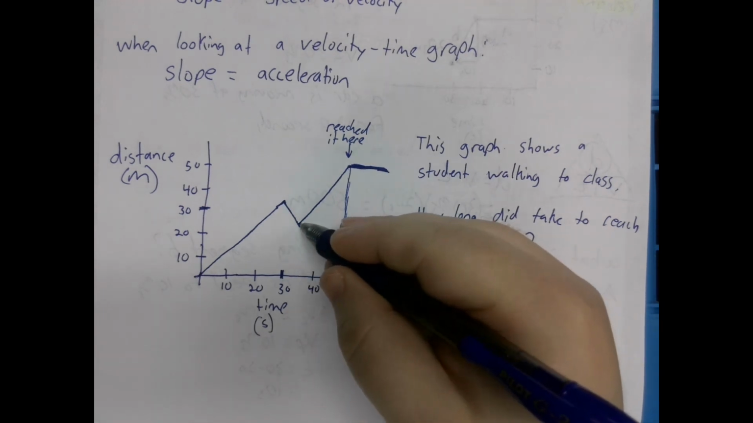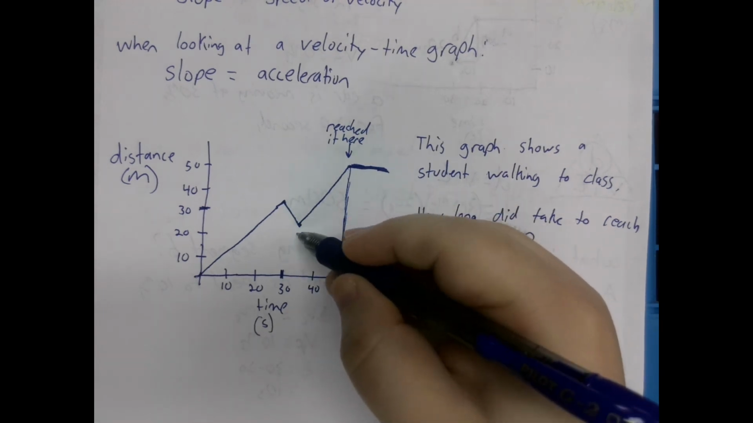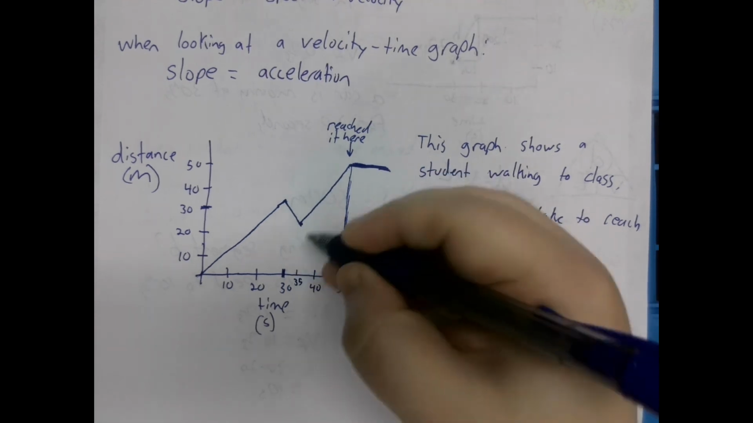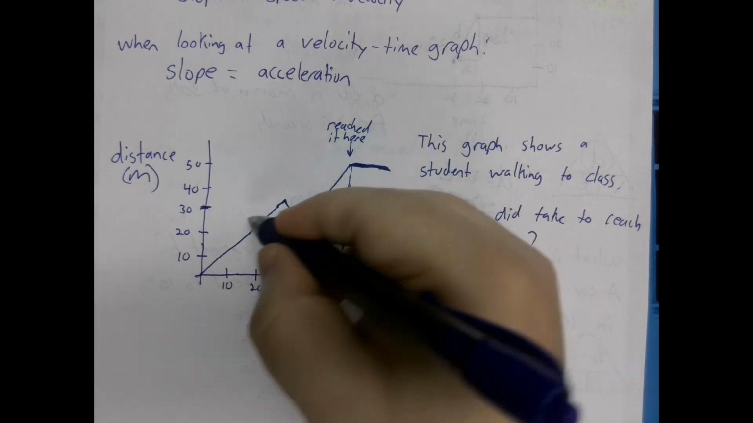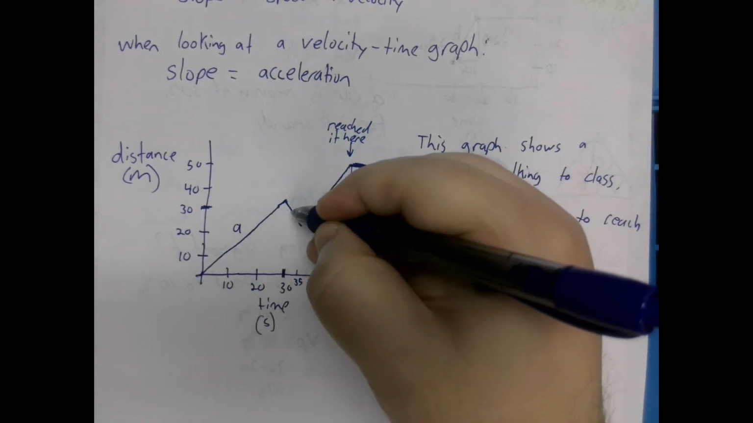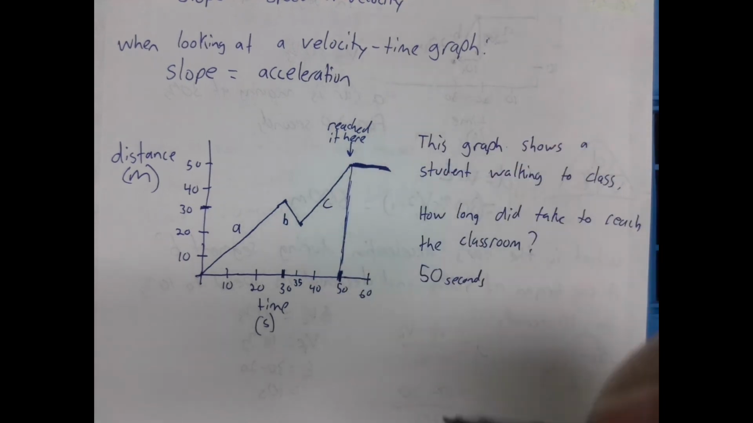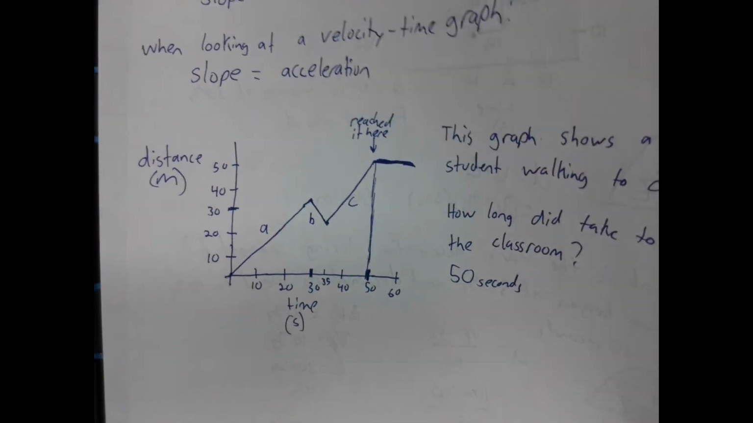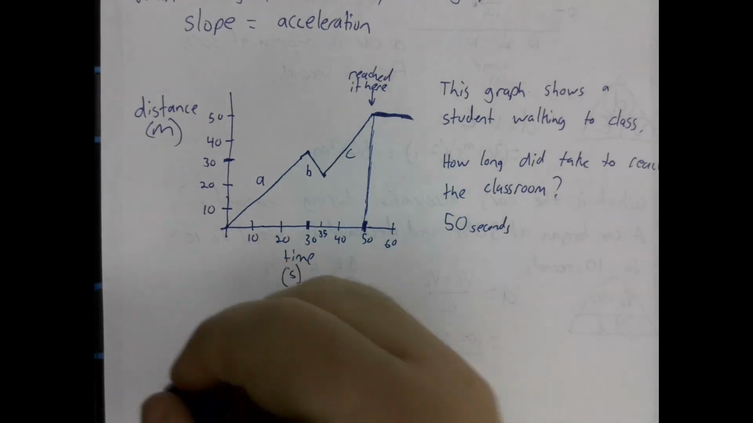And let's make this point. I didn't draw it correctly. Let's make this be 35 seconds and this be 20 meters. I'll label this A, I'll label this B, and I'll label this C. So again, it's kind of hard for me to just sketch this accurately.